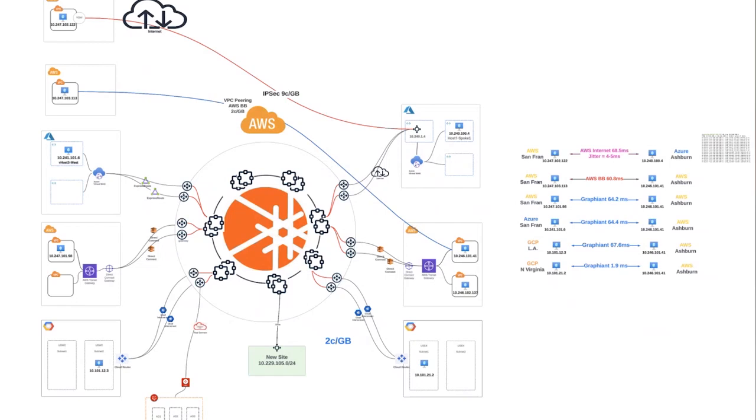We connected to 4 different CSPs: Azure, AWS, GCP, and Oracle OCI. They connected to US East as well as US West. For baselining, we also have some sites connected to it, emulating data centers.